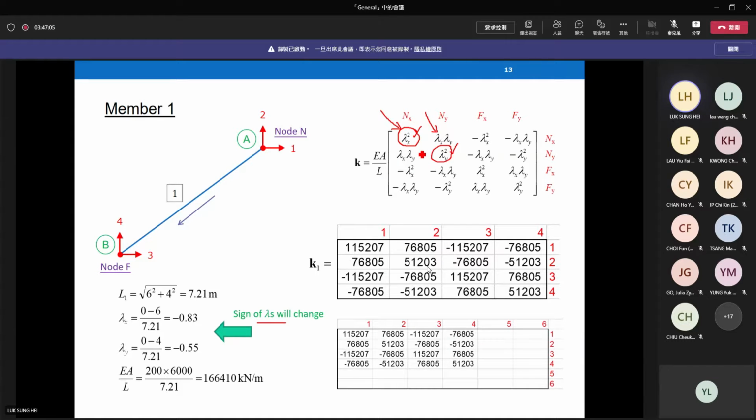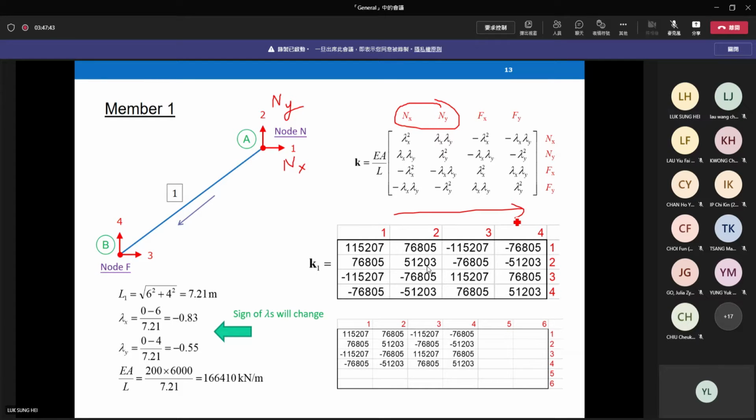But it will affect the code number arrangement. Because when you use this element matrix, we start from nx, ny, and then fx and fy. Now you change the arrangement, you change the order, which means that now nx becomes 1, ny becomes 2. So the code number becomes 1, 2, 3, 4, different from version 1.